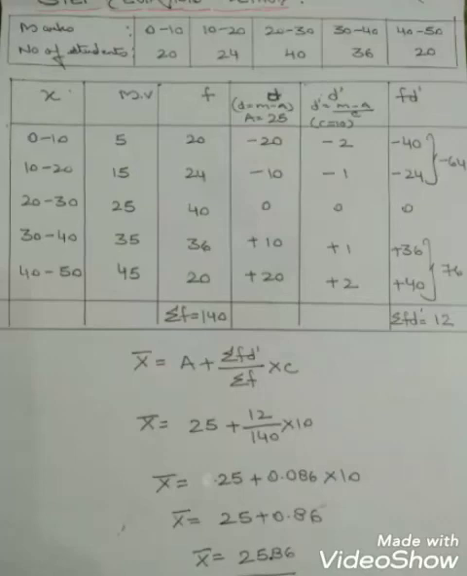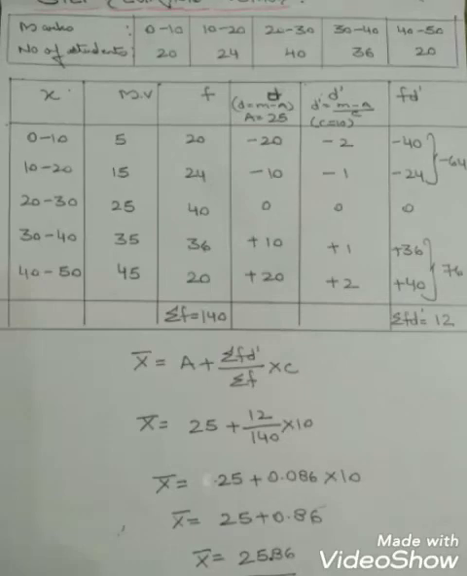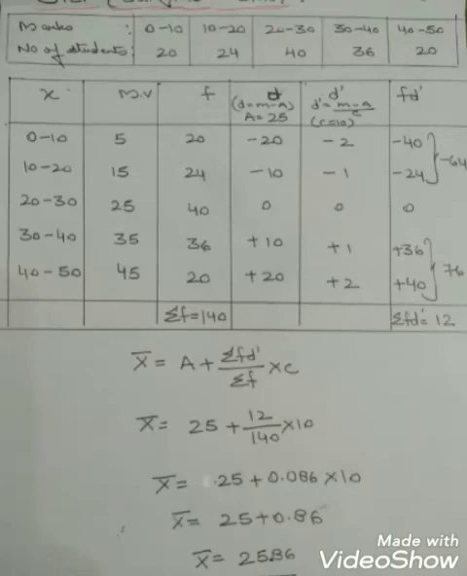Your frequency is 20, right? And if you see, now be very careful. Your DI is what? It is minus 2. So children, your FD goes to 20 into minus 2, that is minus 40. Then 24 into minus 1, that comes to minus 24. Then 40 into 0, that comes to 0. Then 36 into 1, that comes to 36. 20 into 2, that comes to 40.